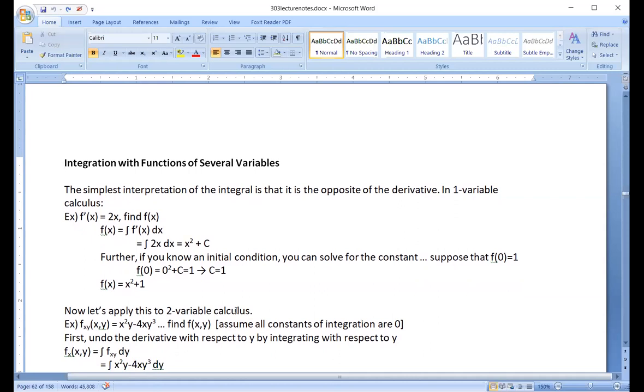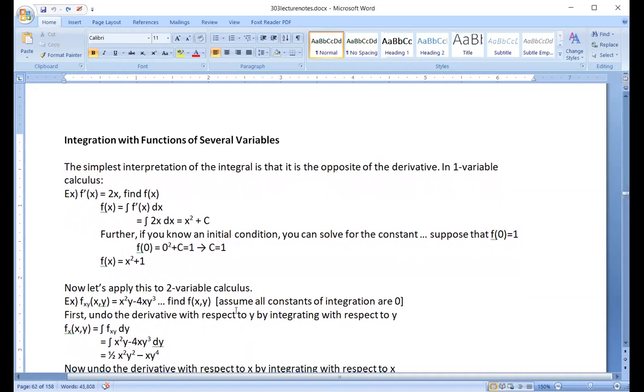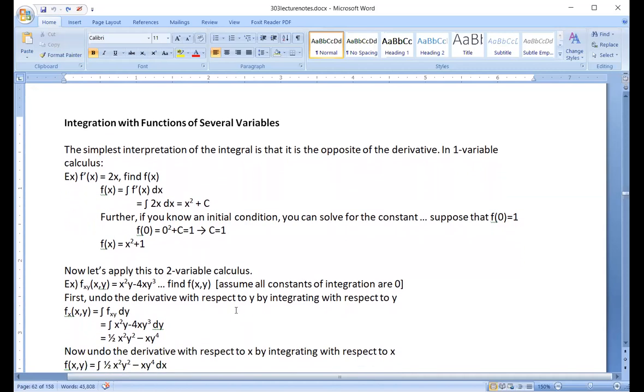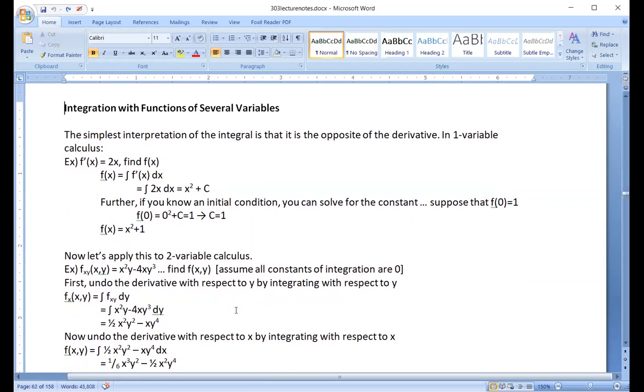As you can imagine, just like with derivatives, treat x as a constant, and y is your only variable. So that's going to give you 1/2 x squared y squared minus xy to the 4th. And there's f sub x. And now we've got to find f. So we integrate with respect to x, and now, of course, we treat y as a constant. So doing that out, you get 1/6 x cubed y squared minus 1/2 x squared y to the 4th. And there's your f.